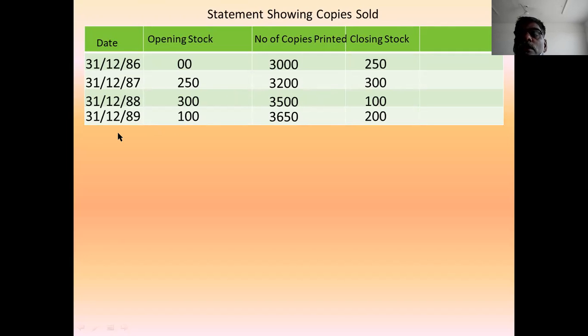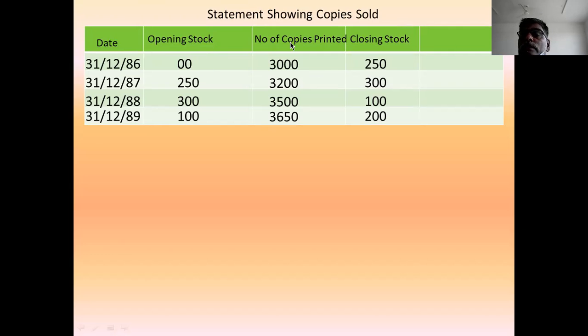But that information is not given for you people. Okay, like this you have to calculate. First year opening stock is nil, and second year opening stock, third year opening stock, fourth year opening stock. How I calculated? Once again, you repeatedly see the video. Okay. Now you follow the equation.